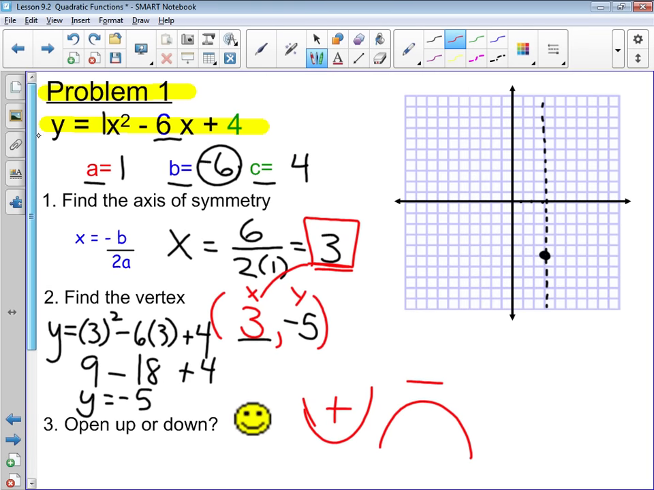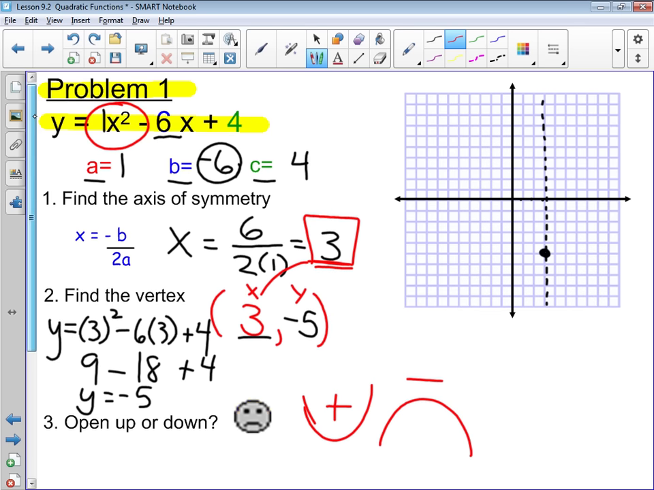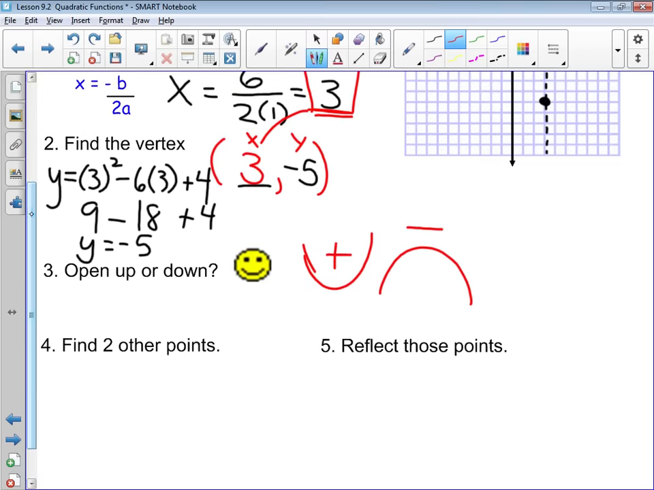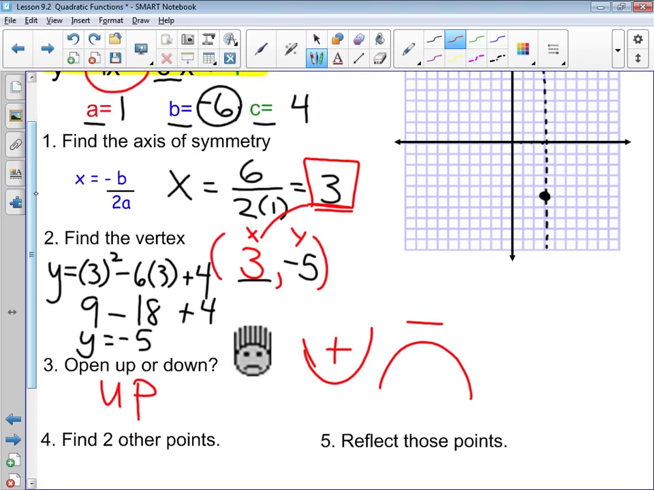So looking at the original equation, here's the x squared term. Is that a positive x squared term or a negative x squared term? Well, 1 is positive, so it opens up. So now I know my parabola is going to open up like this. But I don't know if it opens up like this or like this. I don't know the shape, I just know now the axis of symmetry, the vertex, and which way it opens.